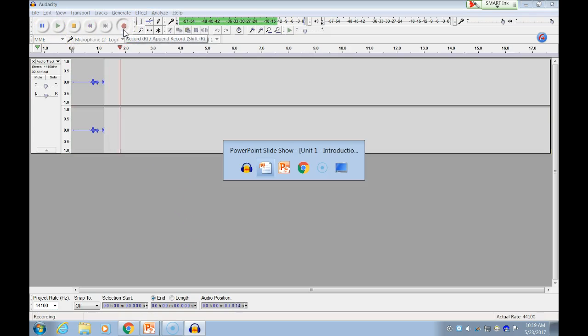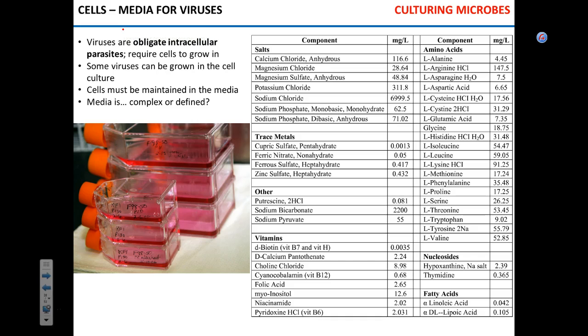So we talked about media pretty much to grow bacteria. What about the viruses? What is different between the viruses and other? Viruses need a host. Yeah, they need a cell. That's important. They need a cell, right? Obligate intracellular parasites. So obviously, to grow a virus, you have to have a cell.